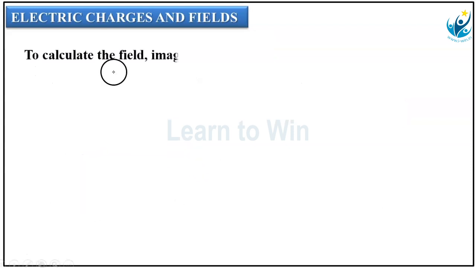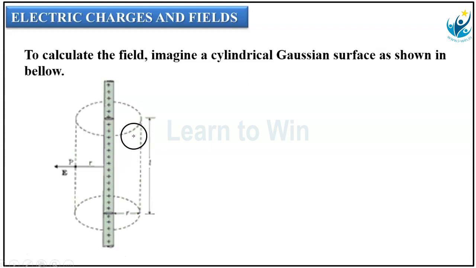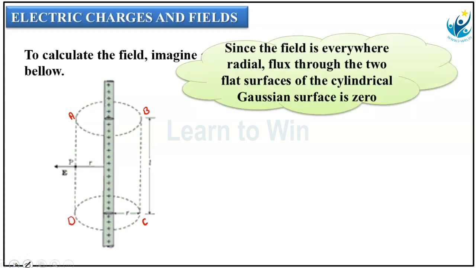Now, to calculate the electric field intensity, here we are going to imagine a cylindrical Gaussian surface. Observe here. This is the wire. Around the wire, we are assuming a Gaussian cylinder. The name of the Gaussian cylinder is ABCD. Now, since the field is everywhere radial, flux through the two flat surfaces of a cylindrical Gaussian surface is 0. Let me explain this point.